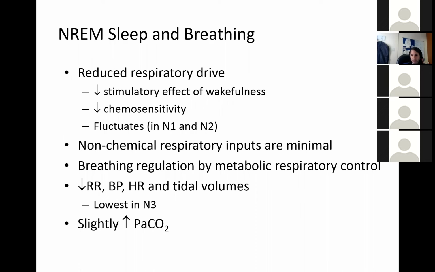So in non-REM sleep, your respiratory drive is reduced and your chemosensitivity goes down, but this fluctuates in N1 and N2. Breathing regulation is by metabolic respiratory control. There's reduced respiratory rate, blood pressure, heart rate and tidal volumes, and this is lowest in N3, and there's a slight increase in your CO2 levels as well.